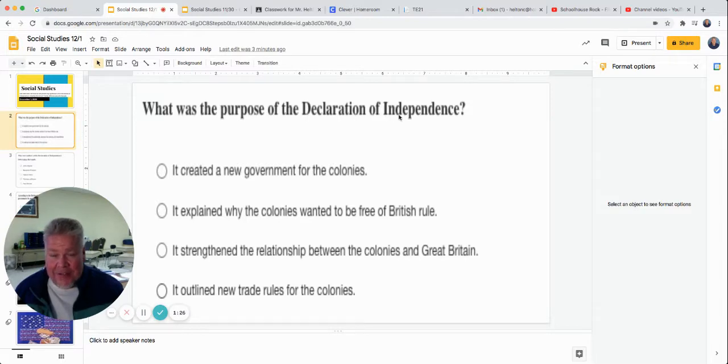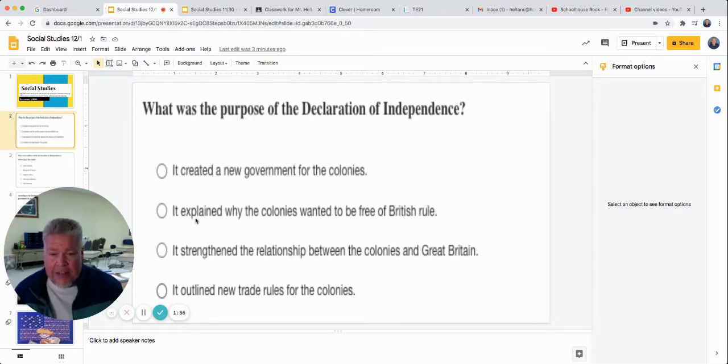The Declaration of Independence told King George, we want to be free. Then after we were free and after we won the Revolutionary War, then we wrote the Constitution, which created a new government. So the Declaration of Independence did nothing about creating a government for our colonies. Okay, so I'm guessing that a lot of you chose that one. You probably remember if you did. The correct answer is actually the second choice.